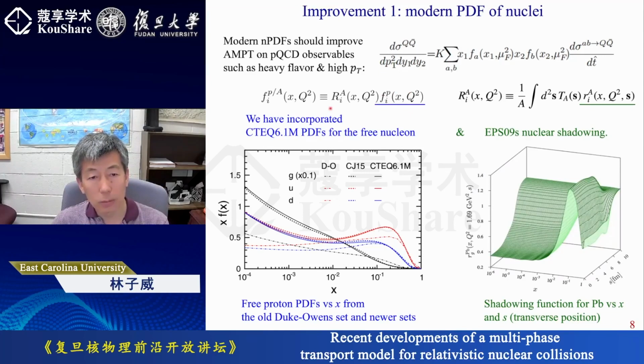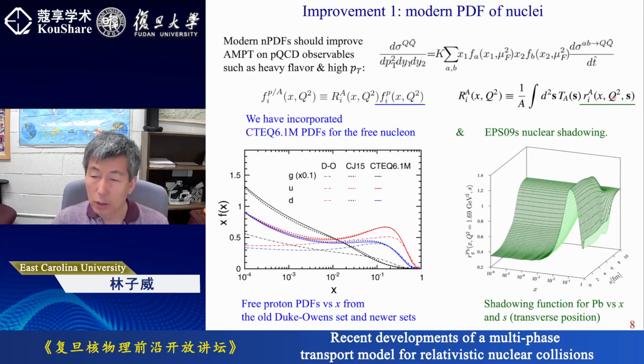And then we also updated the shadowing function. In that same work we have taken the EPS09s nuclear shadowing, which is a shadowing function that depends not only on x and Q squared, but also on the position in the nucleus. This s is the transverse location of a parton in the nucleus.